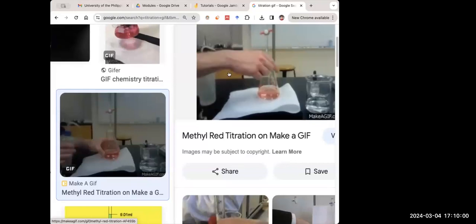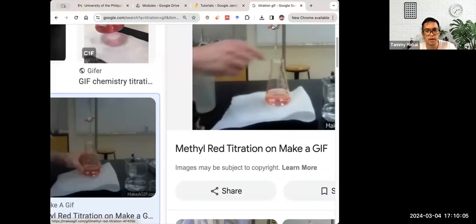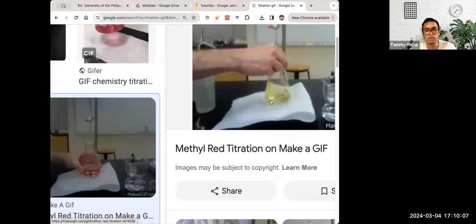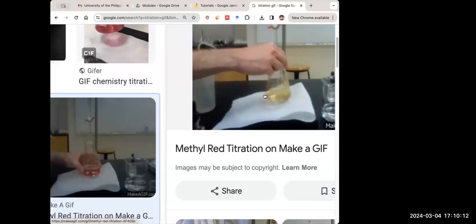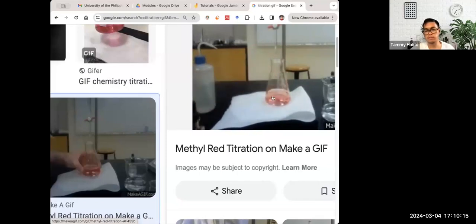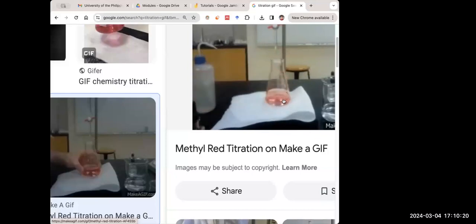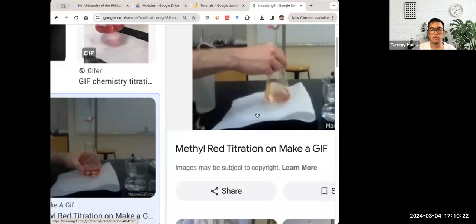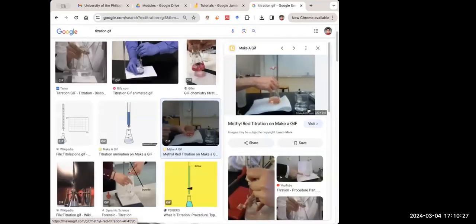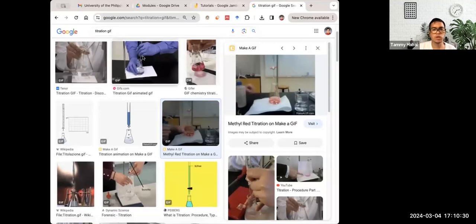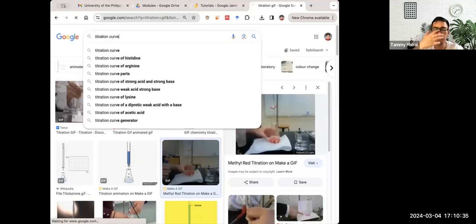As you can see, as the base is added, you open the knob, and as the base is added, the methyl red changes from red to yellow. So when it's red, what's the pH of the solution? Neutral? No, it's not neutral. It's acidic. And then when it turns yellow, it becomes more basic. Correct. So this is what happens usually in titration. So, titration curve.